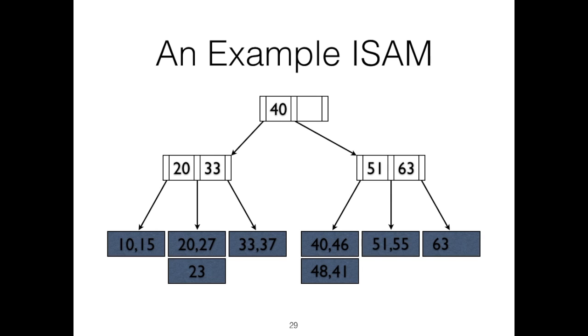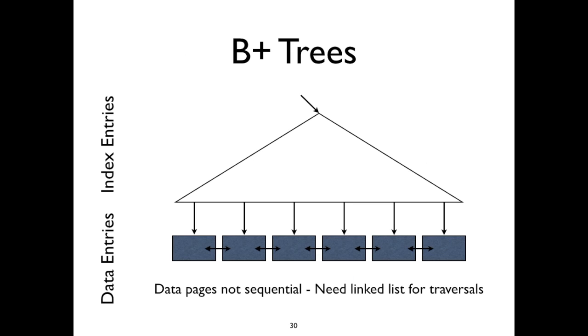So one of the follow-ups to ISAM indexes was this thing called a B+ tree. B+ trees are going to come up all over the place, not just in databases. And they differ in two really simple ways. First off, the data pages aren't stored sequentially. They're organized into a linked list. They're still sorted, but now they're in a linked list. And the second difference is the way that the tree structure looks.